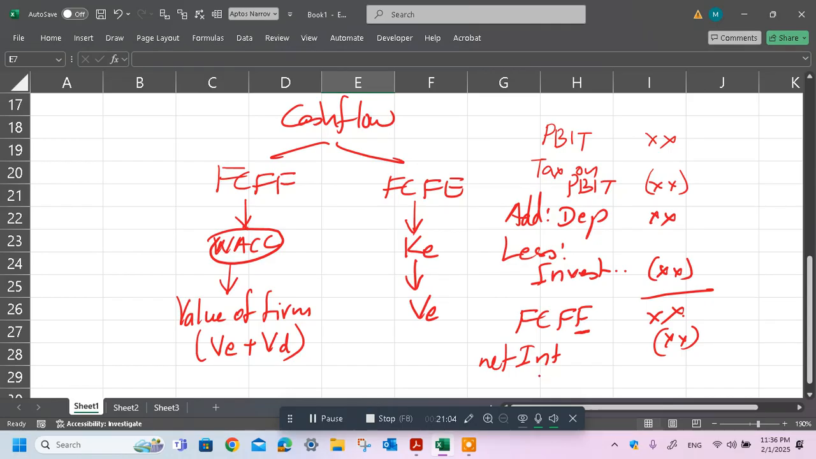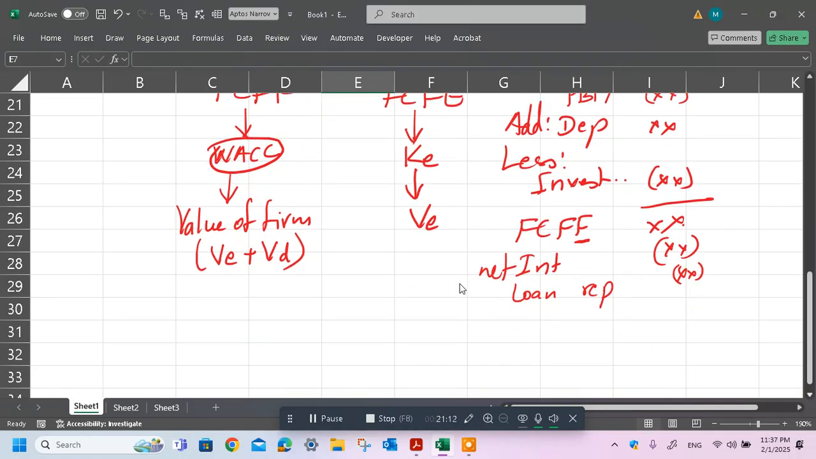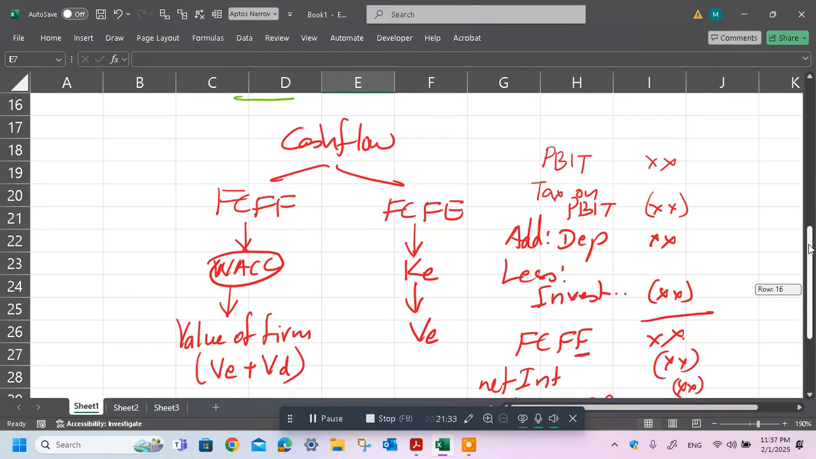subtract the net interest, any loan repayments you have, subtract it, then you get the answer. That is free cash flow to equity. This one, fully it's entitled to equity shareholders because you have subtracted all the interest payments also. Debt servicing costs have been captured. Right. So this is the summary.